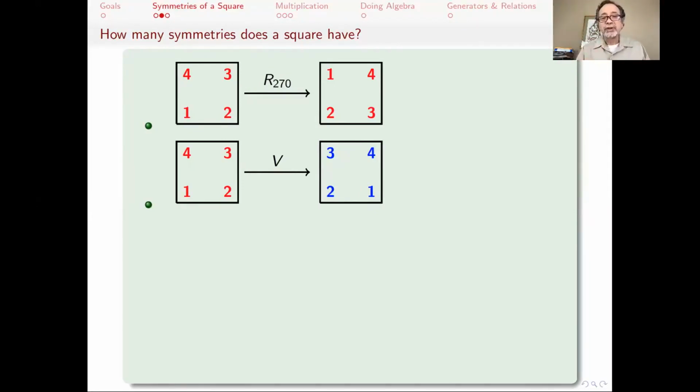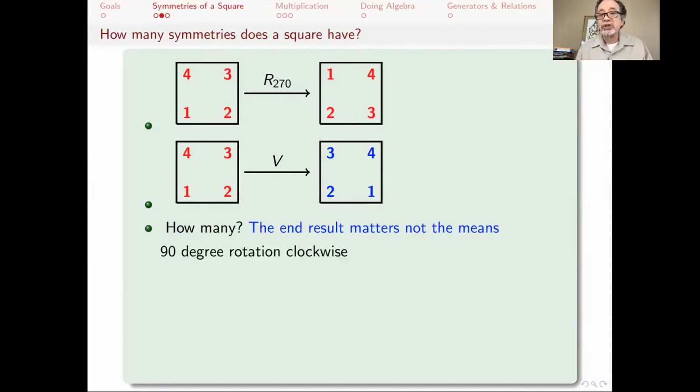Before we list all of them, let's just see how we would count how many of them there are. And the way to do that is to focus on one of the corners. We can do that because the end result matters, not the means, not how we got there, because there's a million different ways to get to one place. For example, a 90-degree rotation clockwise is the same as R270. If you go 270 degrees counterclockwise or 90 degrees clockwise, you've physically done a different thing, but the final result is the same. And as far as we're concerned, those symmetries are the same.